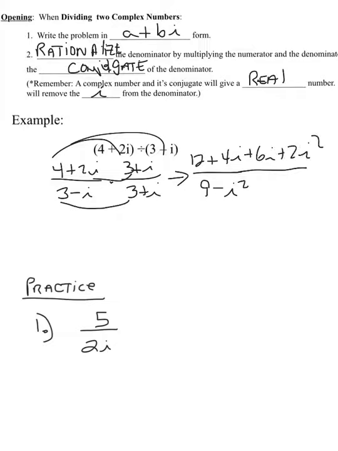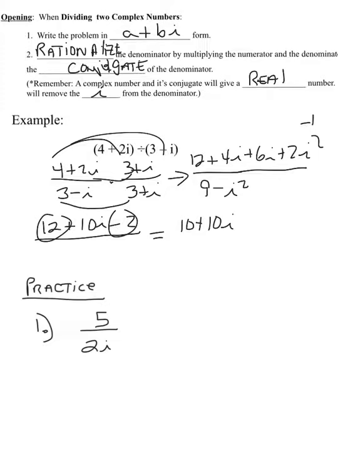Once again, clean a few things up. I've got a 12 in the top. 4i and 6i together make 10i. And then don't forget the 2 times i squared is negative 1 again, so that's a minus 2. So we're not done cleaning up that top yet. If you want to finish the top first, it's fine. The 12 out in front with the minus 2 will give you 10. So I get 10 plus 10i.